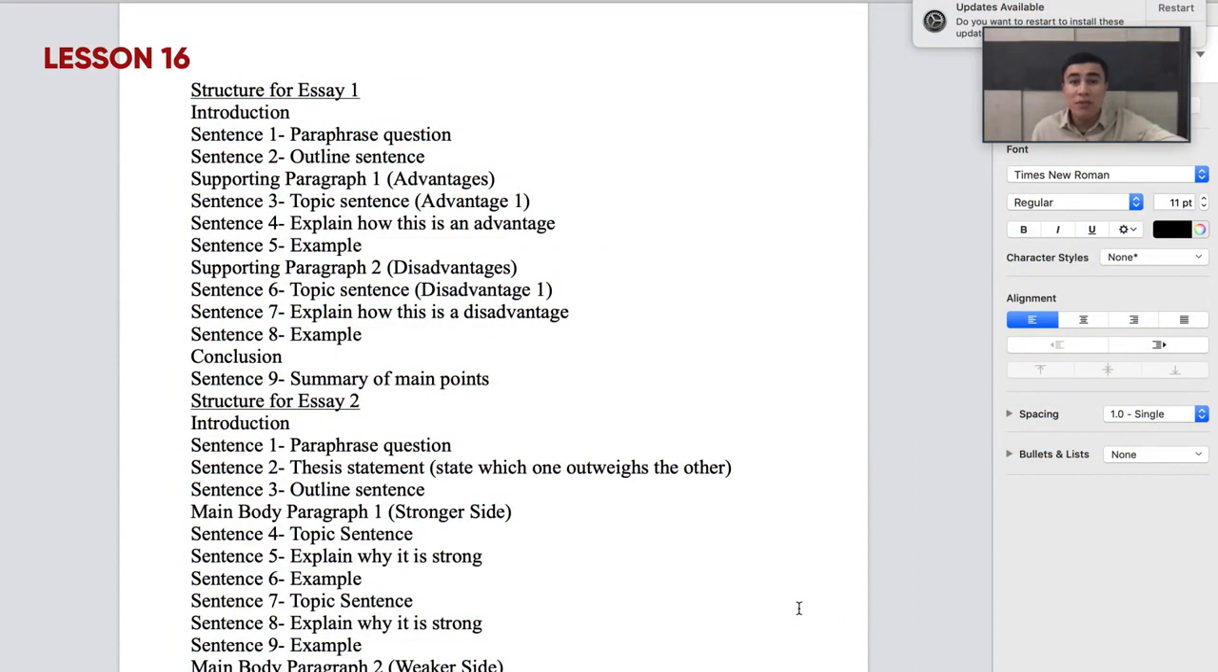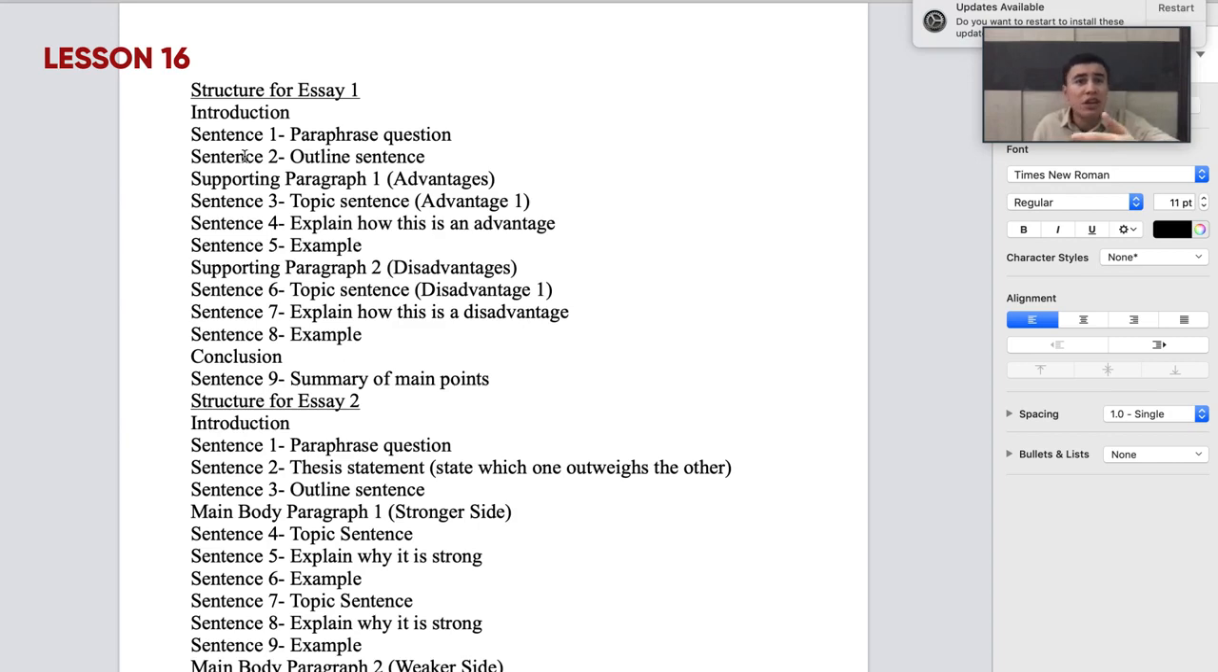Now we are going to talk about structures in a more detailed way. So, structure for essay number 1. Of course, you probably remember the main structure: introduction, body paragraphs, and then conclusion. We will start from the introduction, and the first sentence is going to be your paraphrased question. In the next sentence, you should write an outline.